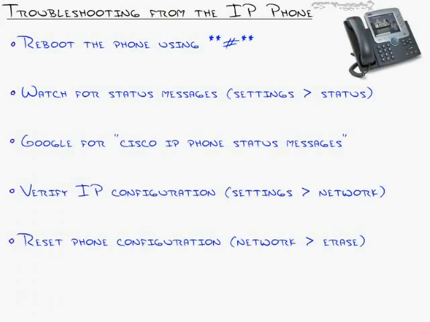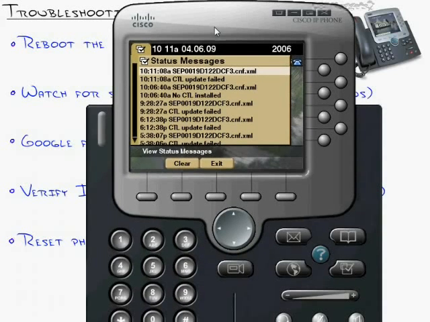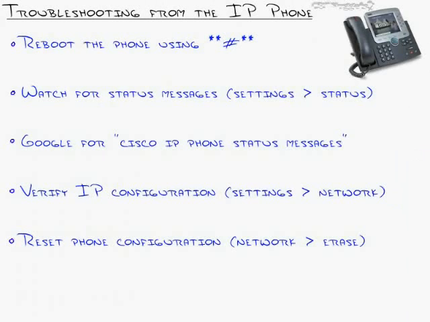Now you can go to the Cisco website. If you ever see something like CTL update failed, just go to the Cisco website, type that in quotes, and it's going to pull up direct results saying, here's what that means, and it'll explain all of those messages to you. You can also Google for Cisco IP phone status messages. The reason I put that there is because there is actually, let me see if I can find it.